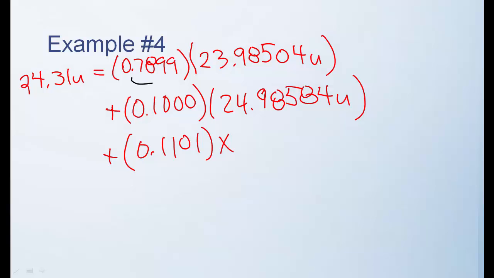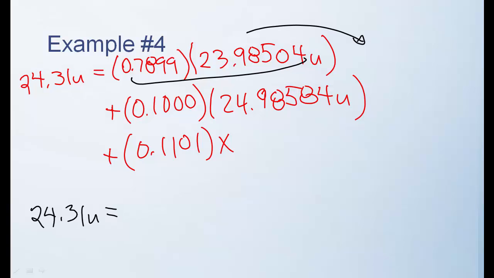If I evaluate this term, I get 24.31 atomic units is equal to 18.94578 atomic units. And I have 4 significant figures here and a whole bunch here, so I want to make a note to myself eventually that I want to round to that 4.